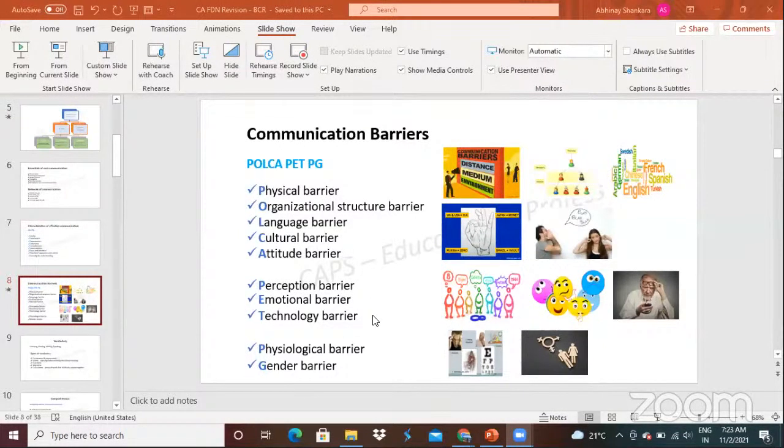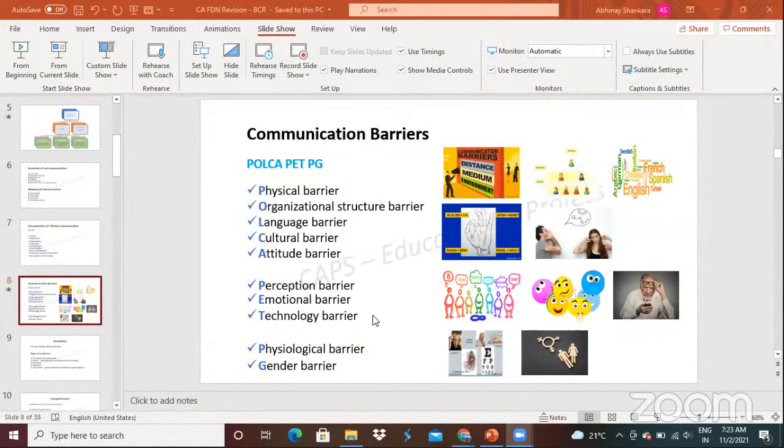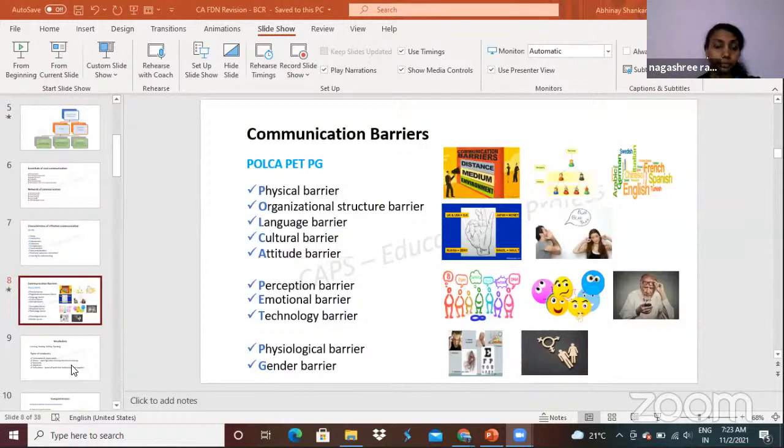Yes, ma'am. Physical barrier, organizational structure barrier, language barrier, cultural barrier, attitude barrier, perception barrier, emotional barrier, technological barrier, physiological barrier, and gender barrier. So barriers can be a question for 2 marks or 1 mark, right? Wherein they can either ask you on one particular barrier or 2 barriers combined for 2 marks, right?